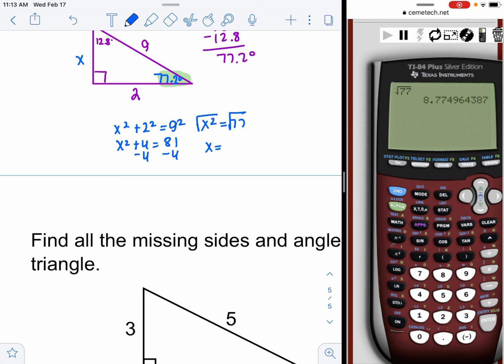X equals, I don't have to do plus or minus because this is a side length. And then I can do square root of 77. Enter. 8.77. It's a side length, so 2 decimal places.